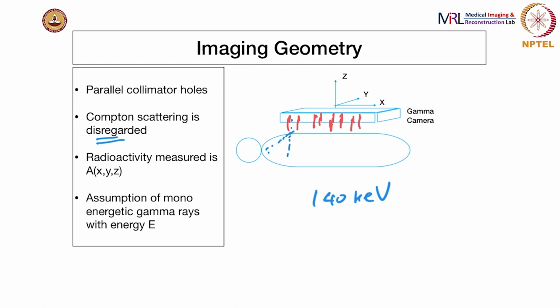What is measured is the activity, the activity concentration, which is also denoted by A, not to be confused with the atomic mass number A. And of course, we also assume that the gamma rays are more energetic, which is mostly true. In planar scintigraphy you get a picture just like an X-ray projection. We will see that in the next few slides.